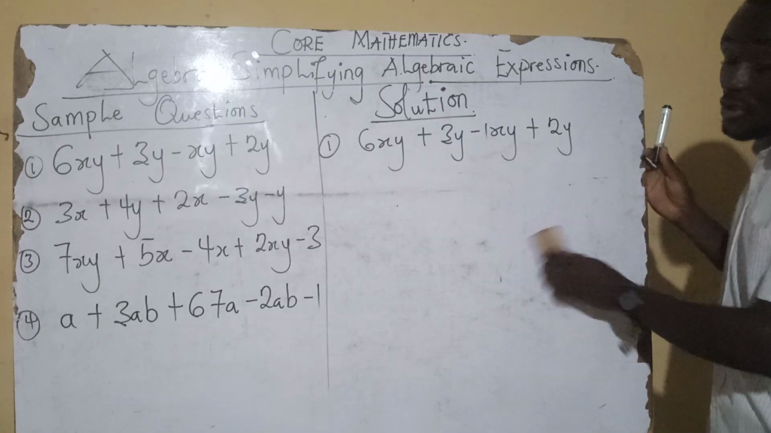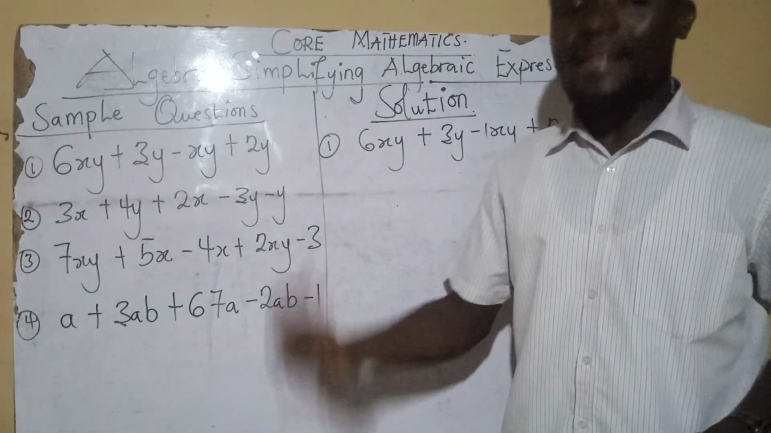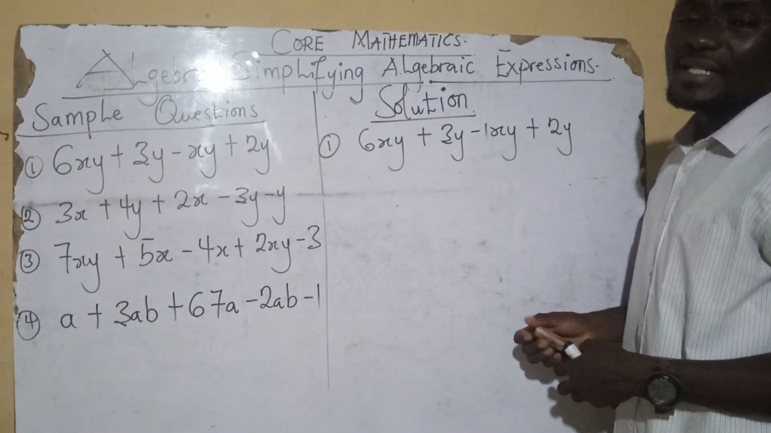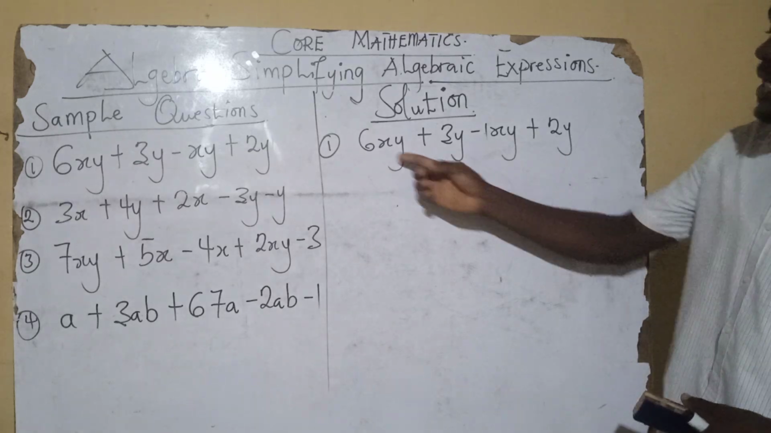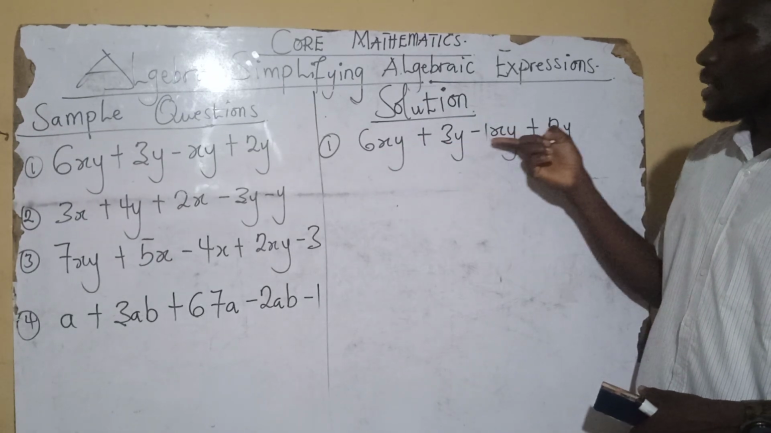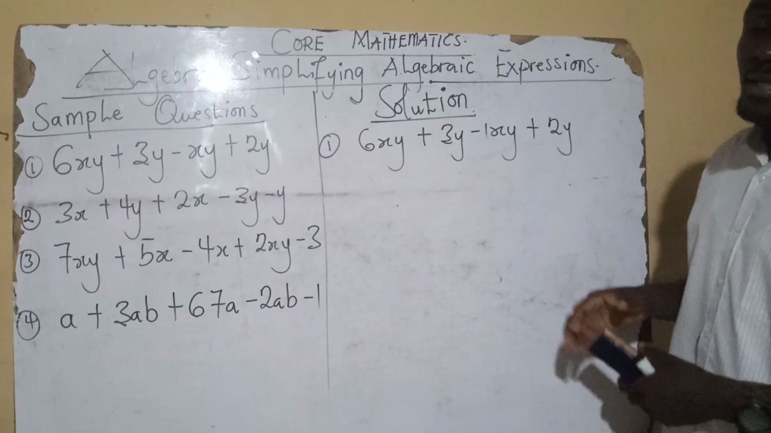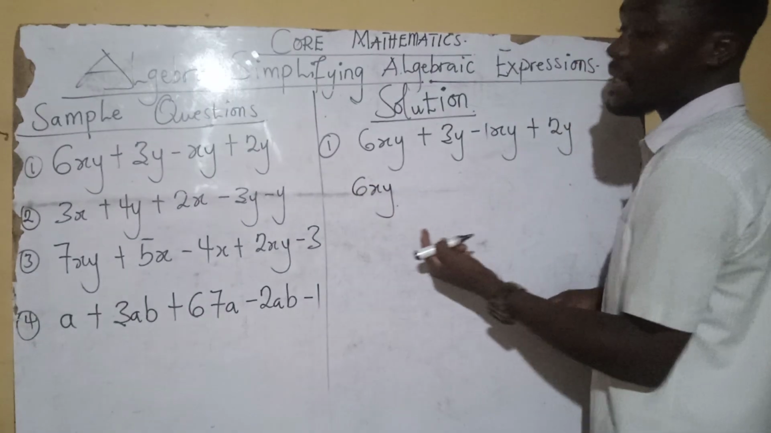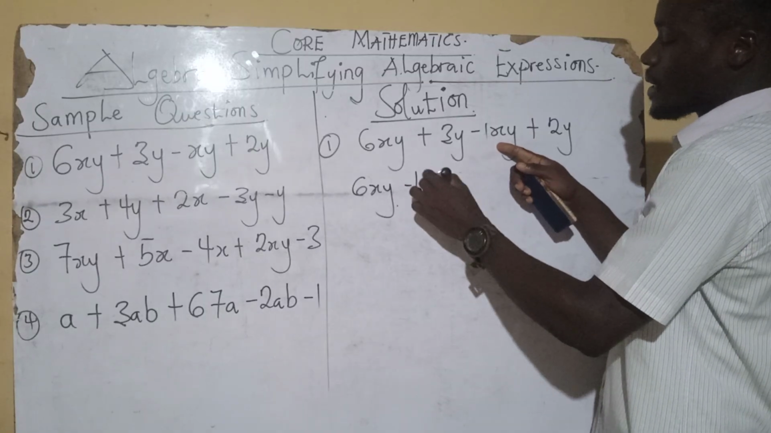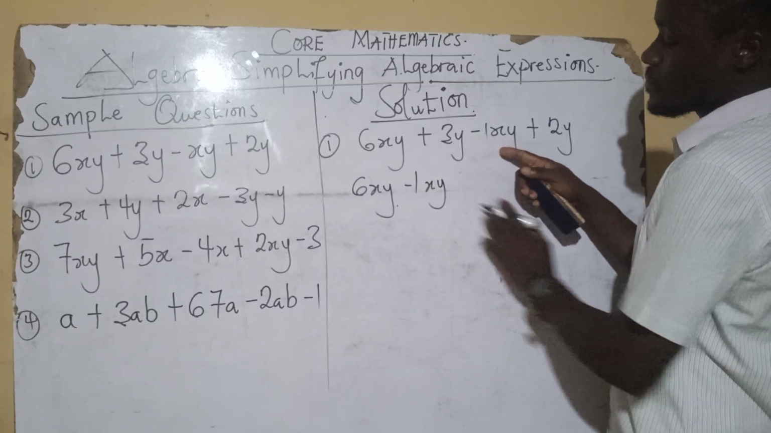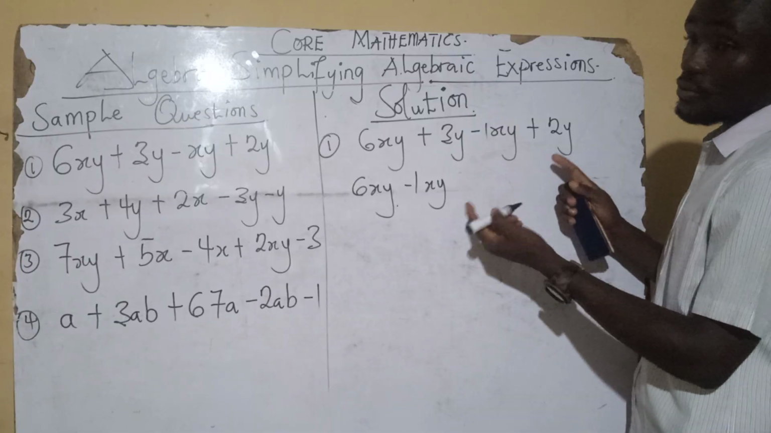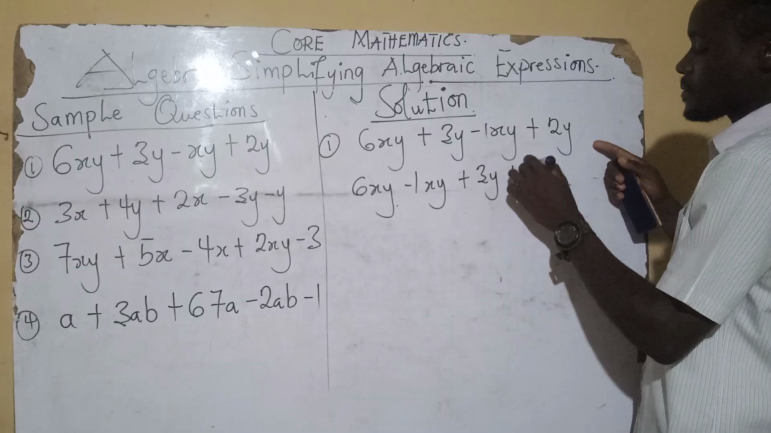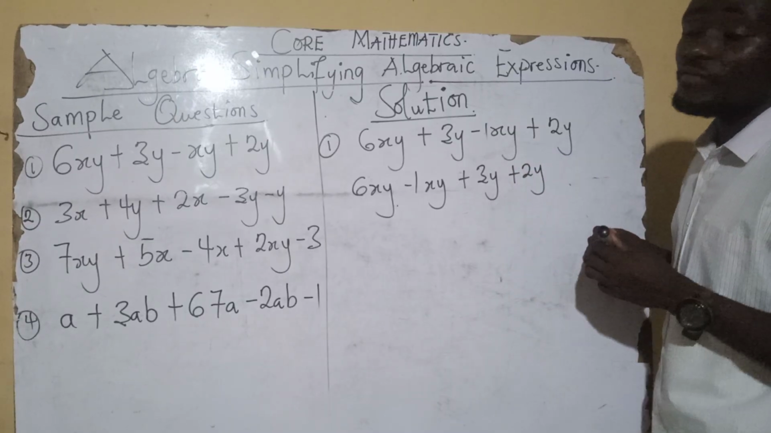Right. So we are going to do what we call grouping of like terms. Fantastic. So let's come here. Before that, let's check the number of terms that this expression has. We have one term, two terms, three terms, and four. So we are grouping like terms. The first one I have is 6xy. The like term is this, which is negative 1xy. Then I'll check if there's another like term there. No. So I'll continue with this. So plus 3y, then plus 2y.